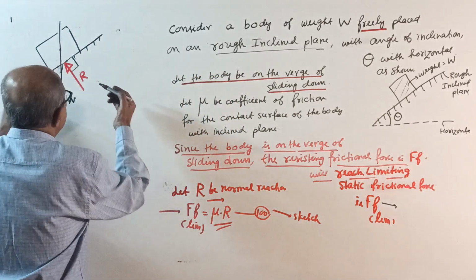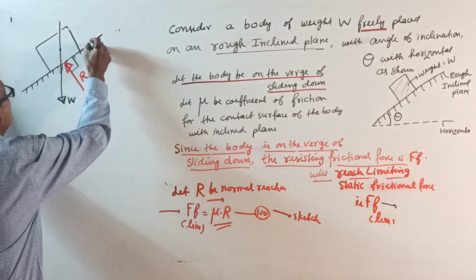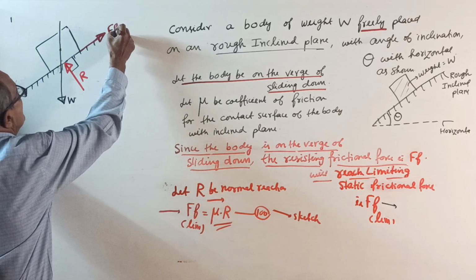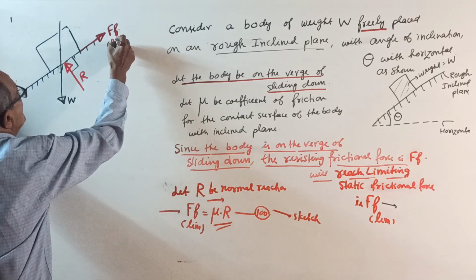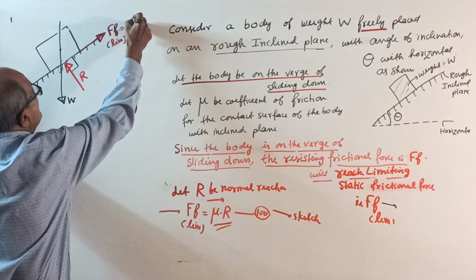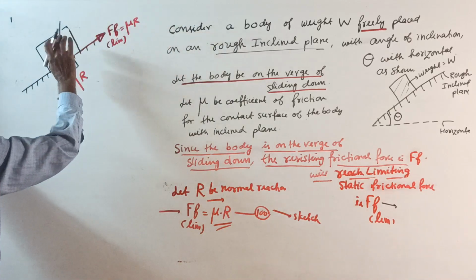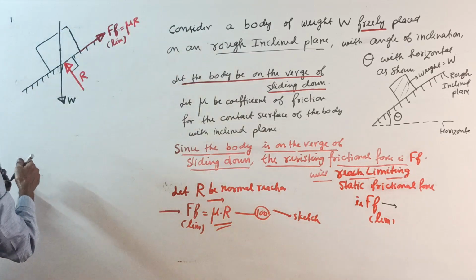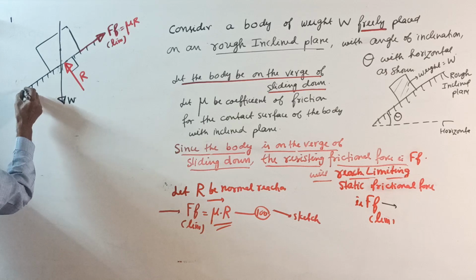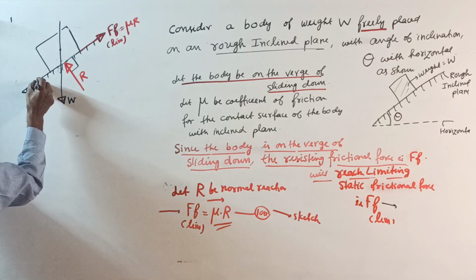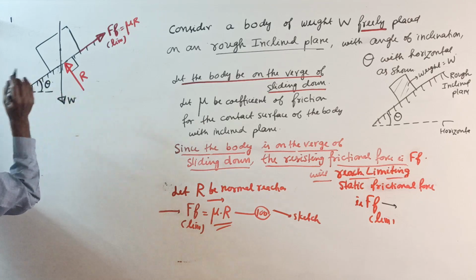So your frictional force Ff limit, equal to mu into R. It is this way. When the body is going down, friction is up, and this angle is theta. This theta you have to find.